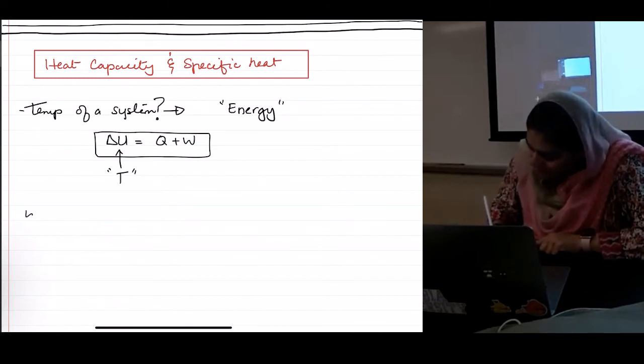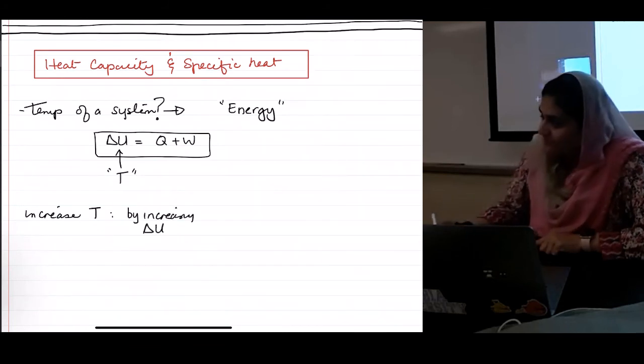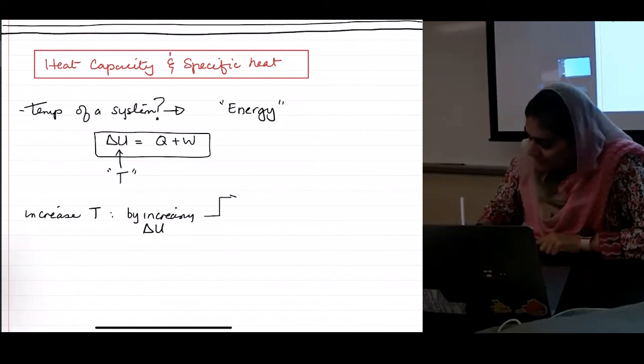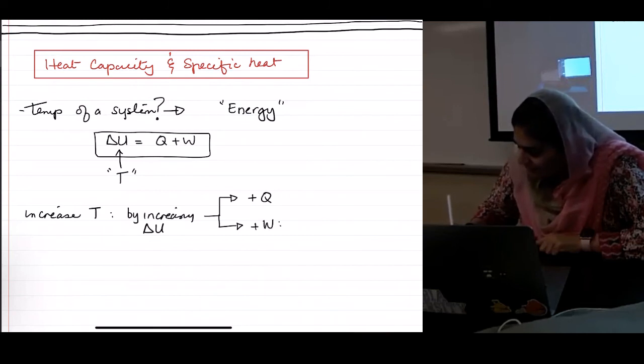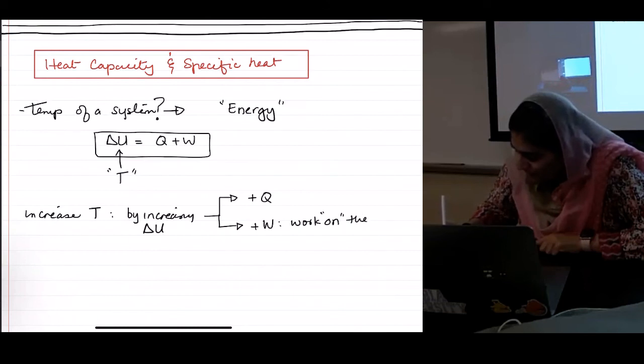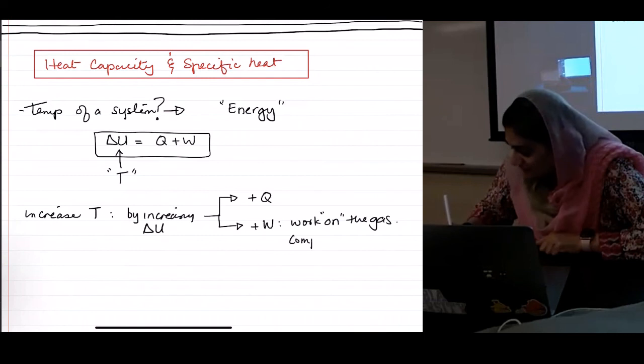How do we increase temperature? By increasing ΔU in our equation, which we can do by adding heat or by doing work on the gas, which we also called the compressional work.